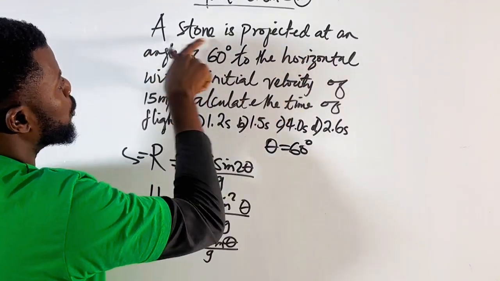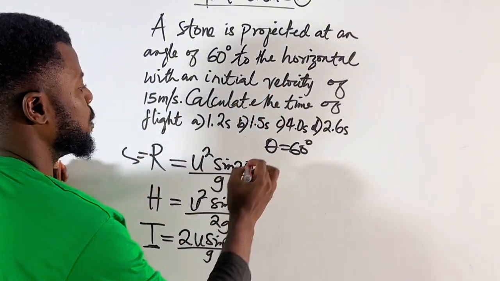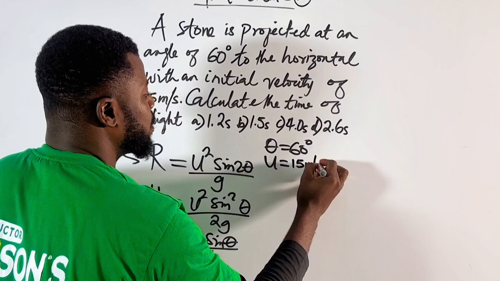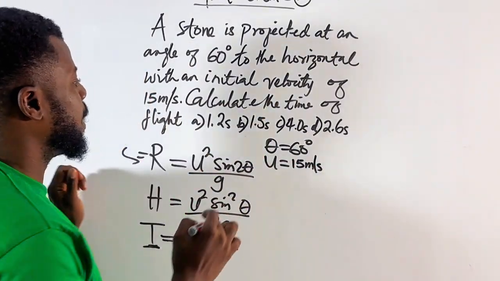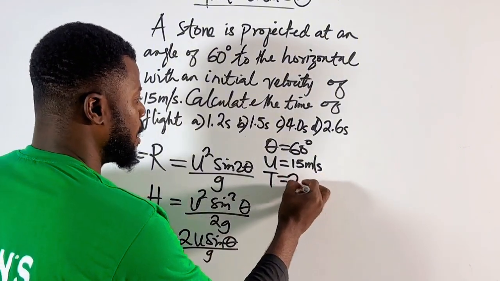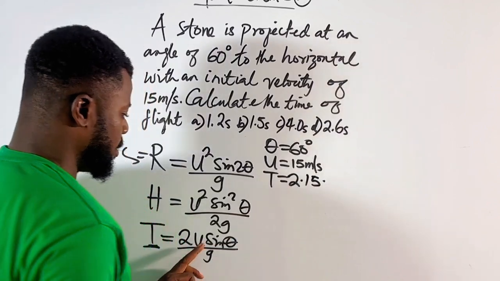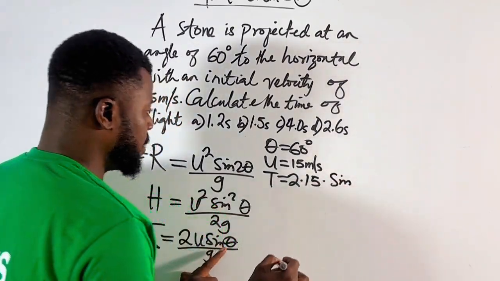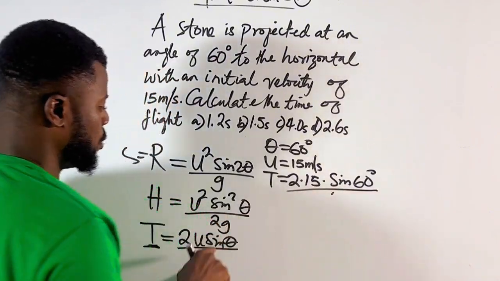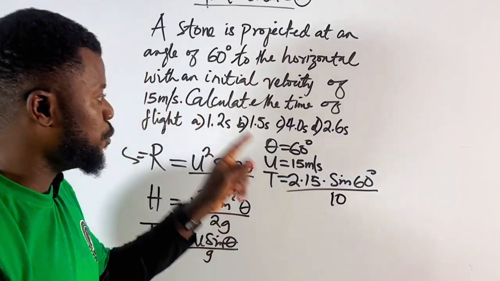A stone is projected at an angle of 60 degrees to the horizontal with an initial velocity of 15 meters per second. Calculate the time of flight, capital T. See the formula here. T will be equal to 2 times your u, 15, times sine theta, your theta is 60 degrees, divided by g. Here g is 10. They did not give you g, so just put 10 as your g.